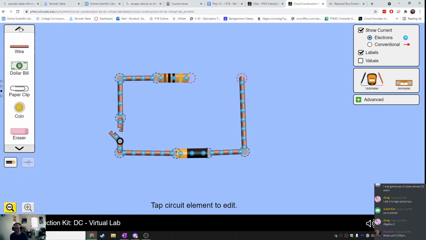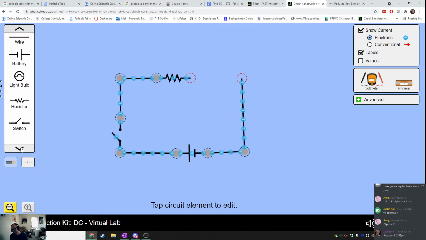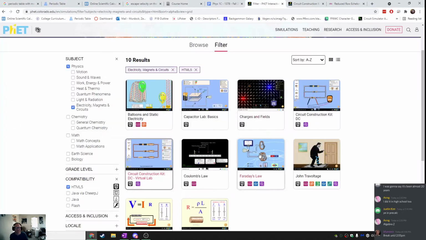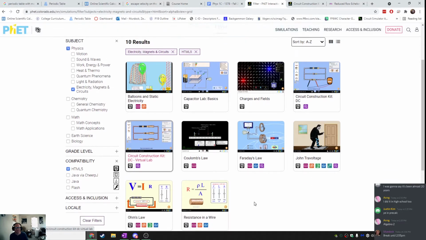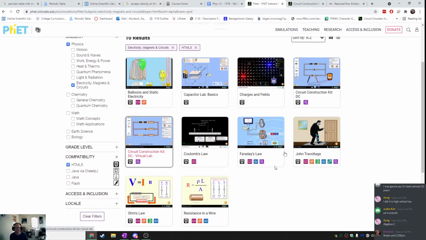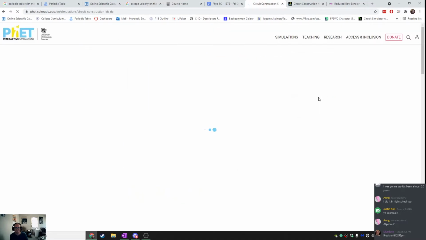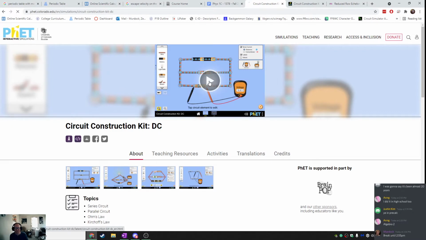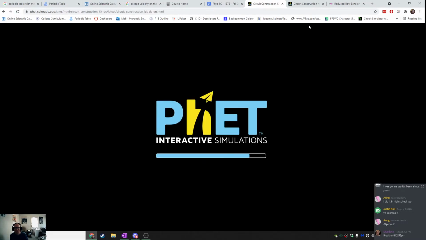Uh-oh. Does this one really not have capacitors? Wire, battery, light bulb, resistor, switch. Fuse, battery, light bulb, resistor. I did the wrong one. I'm so sorry. Huh. Did they change this? What's this one? They've definitely changed this. They've created a new one. I thought they had capacitors. They used to, at least.